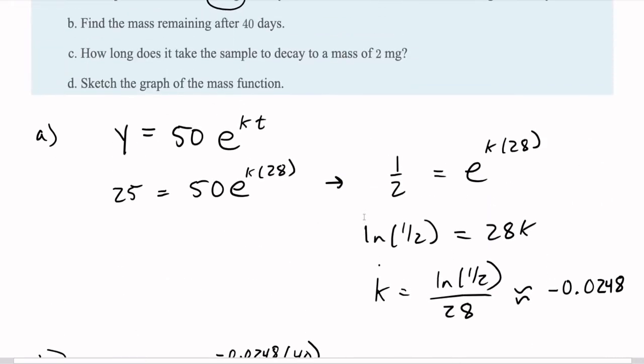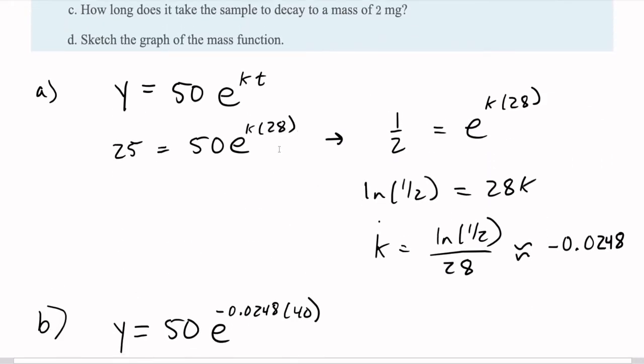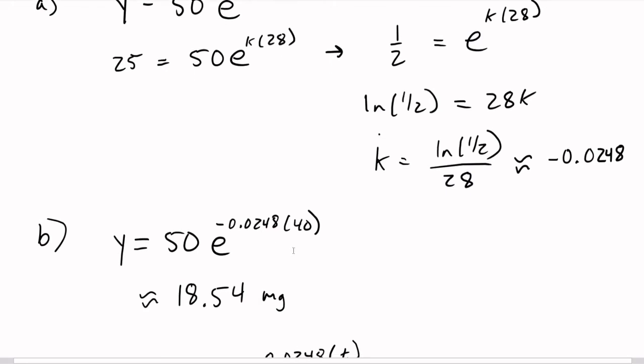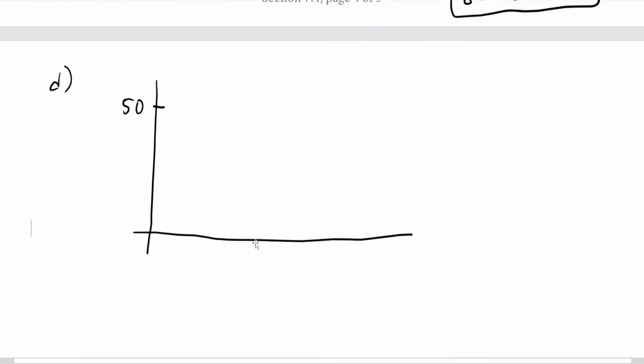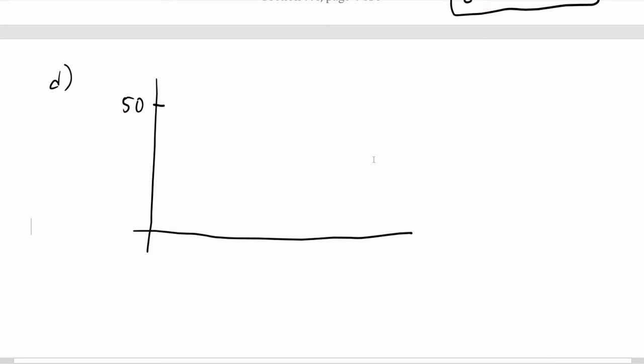What else did we do? It took 28 days to get down to 50. It takes 40 days to get down to 18.54. So you can try to fit this a little bit better, but you just need the basic, right? You just need the basic shape of an exponential. Decrease, decrease, decrease. But then the decrease is faster at first, but then it's starting to slow down as it approaches 0.